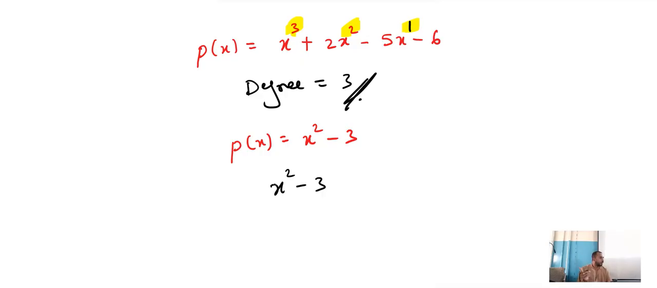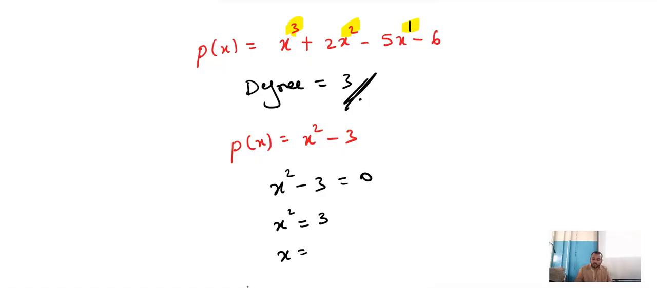First make it equals to 0, convert it into an equation, and after that solve. So x square minus 3 equals 0. We want x, right? So keep x square as it is, equals minus 3 coming to the other side. It becomes plus 3. Correct?